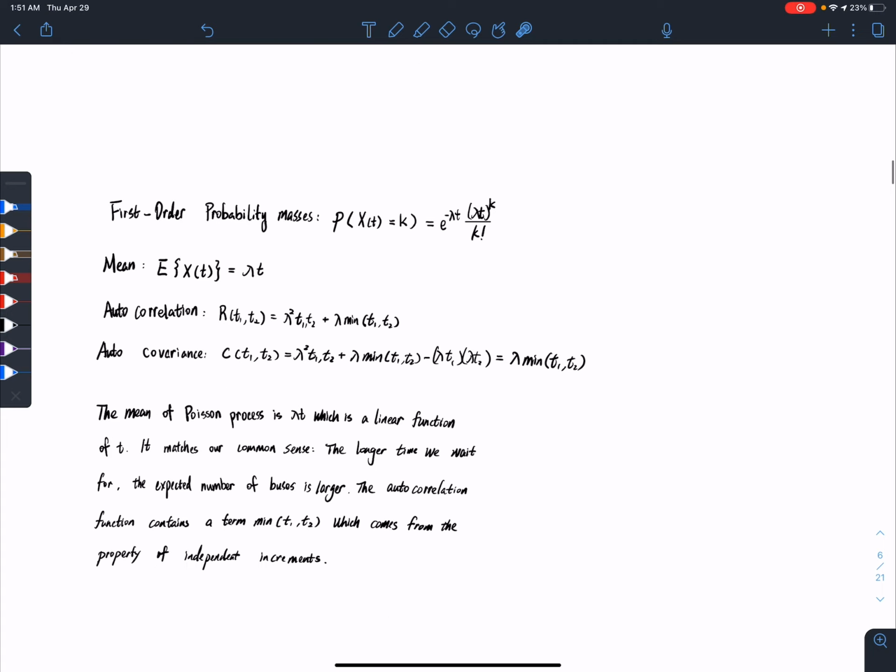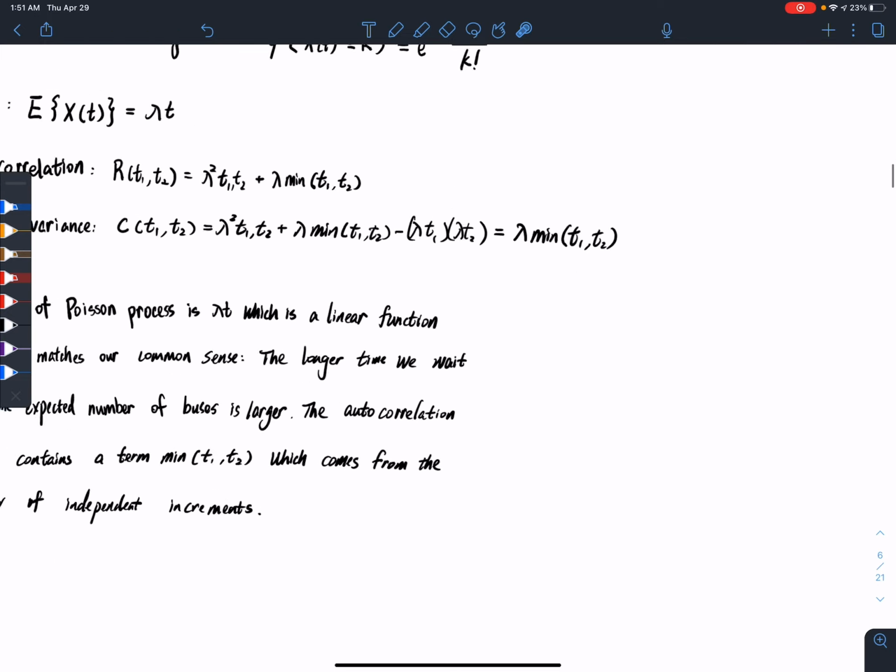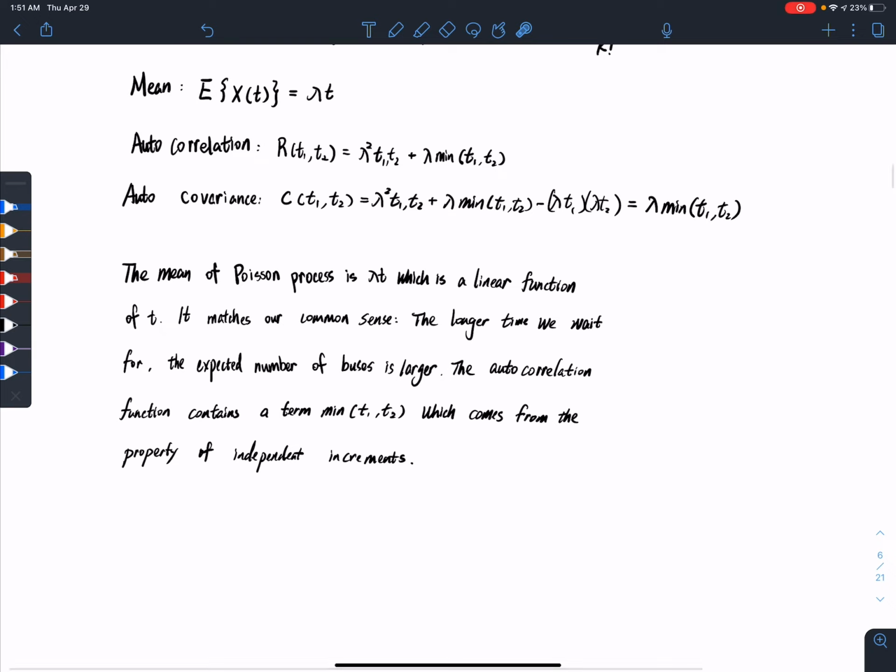The mean of the Poisson process is lambda t, which is a linear function of t. It matches our common sense: the longer time we wait, the larger the expected number of buses. The autocorrelation function contains a term min(t1, t2), which comes from the property of independent increments.